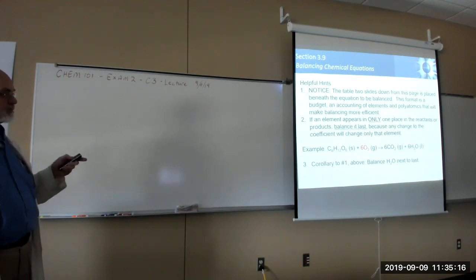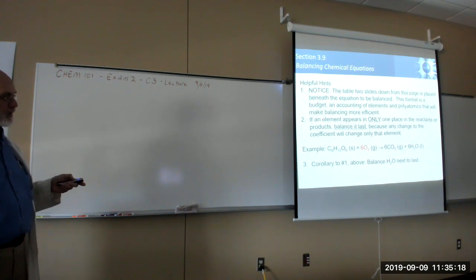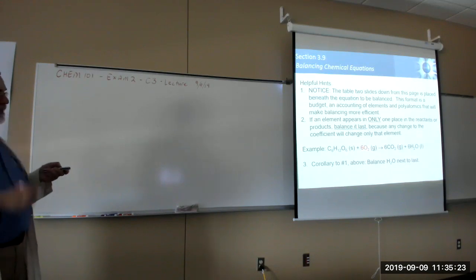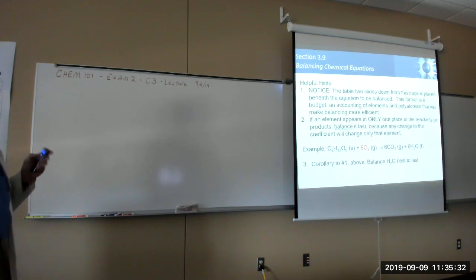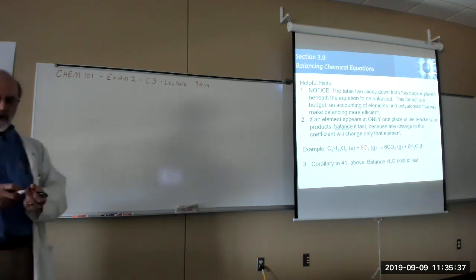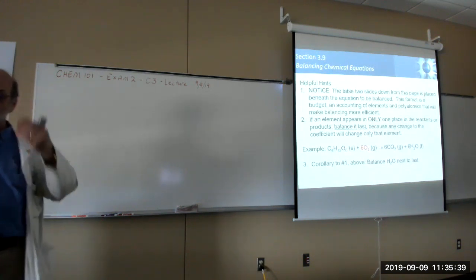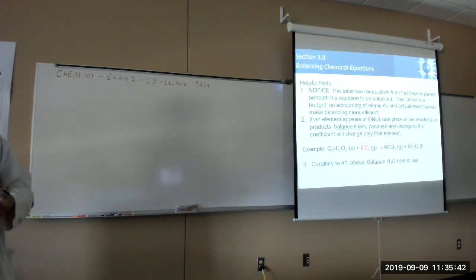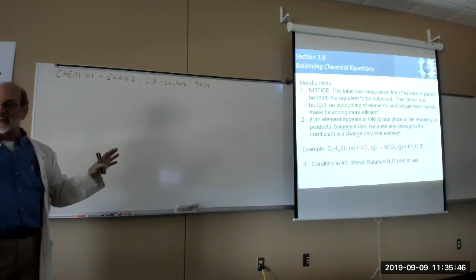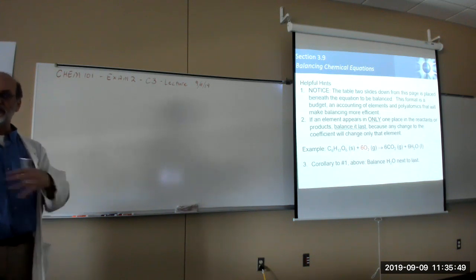The first rule that will help is if there's a single element like that oxygen, if it is only in one place in the reactants or products, then save it for last. Because if you change the coefficient of that one, and by the way, those preceding numbers are called coefficients, it doesn't change anything else. So save it to last.